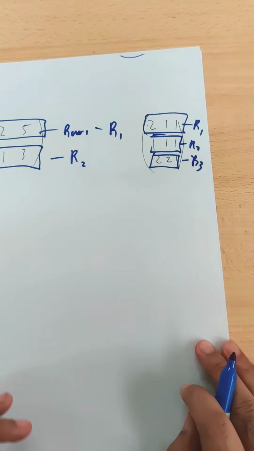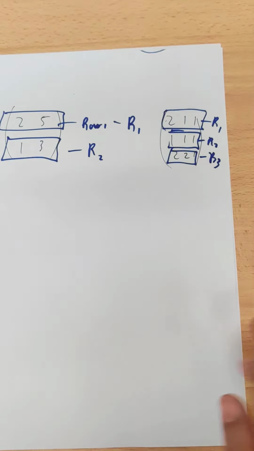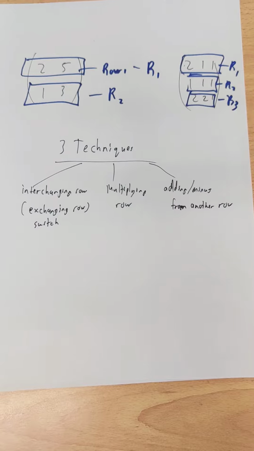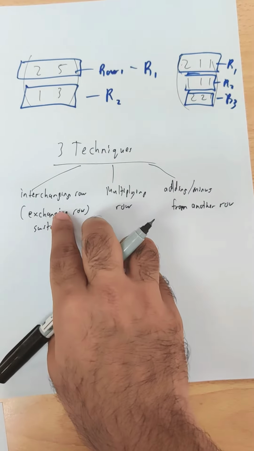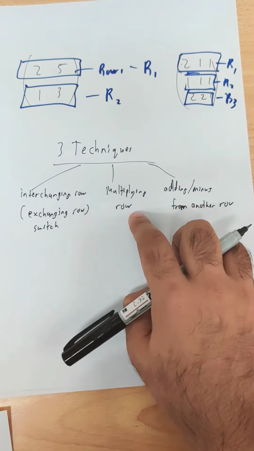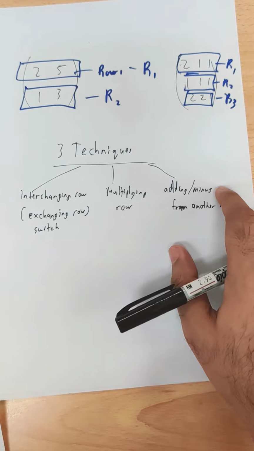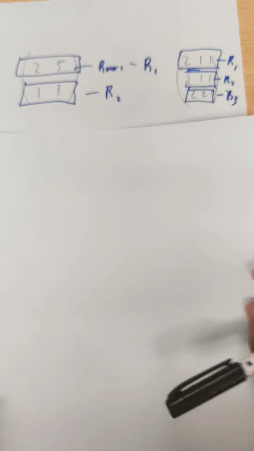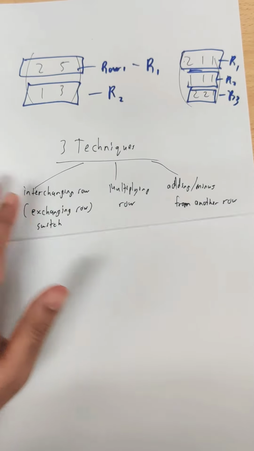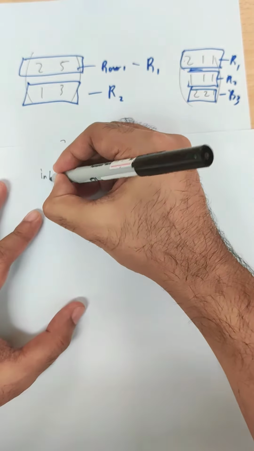Okay, this is a new concept, so please get it. Something simple for now. You got 3 techniques, which are interchanging rows, sometimes I say exchanging, sometimes I say switch, then multiplying a row, and the most complicated one is adding or subtracting from another row. Right, so let's have a little look. Let's say I'll show you the interchanging row first. The interchanging.